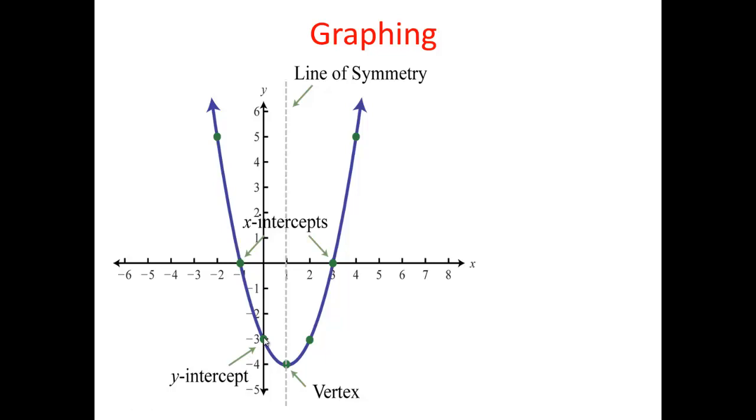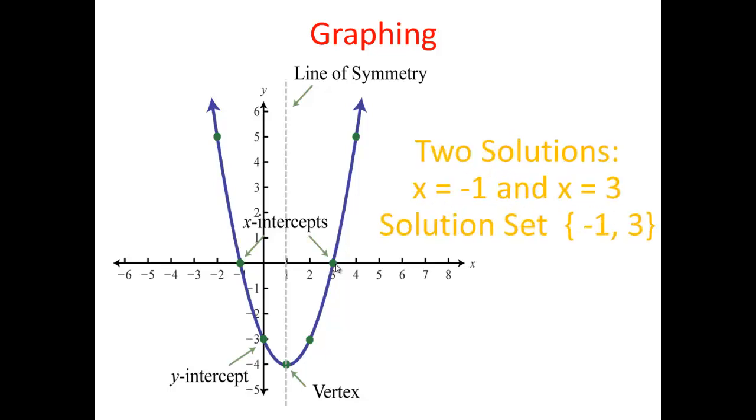Those are helpful points to graph a parabola. Once we graph the parabola, in order to find the solutions, we look for the x-intercepts. And the x-intercepts are where the parabola crosses the x-axis. There are several names for these. They are called solutions, x-intercepts, roots, and zeros.